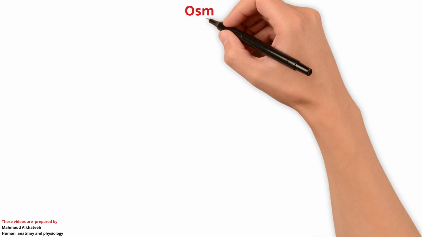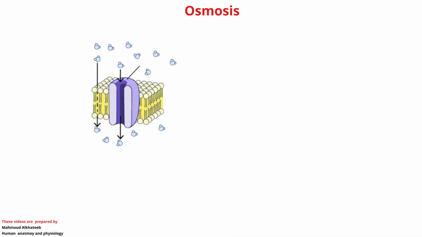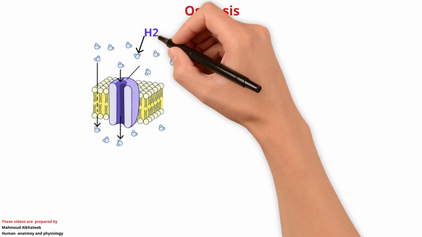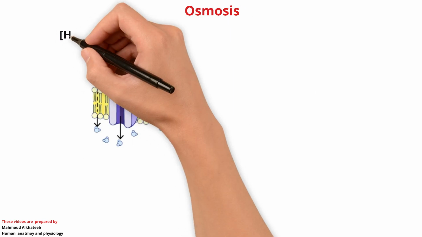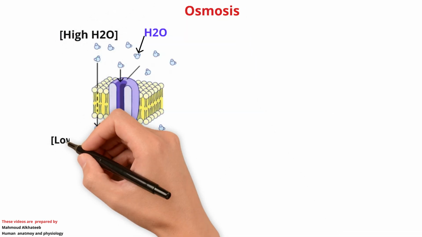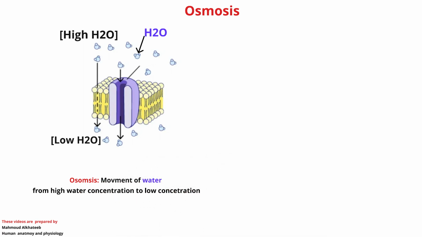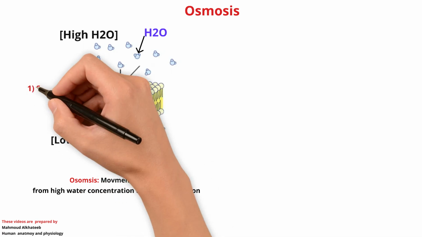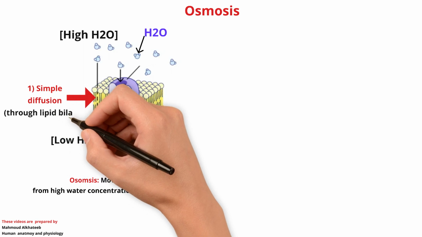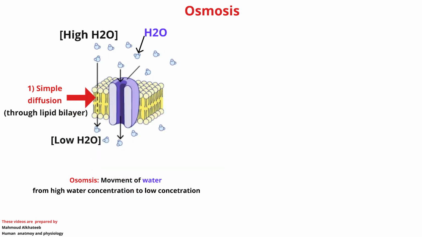The last type of passive transport is osmosis. Osmosis is the movement of water molecules across a semi-permeable membrane from an area of higher water content to an area of lower water content. As shown in this image, osmosis can occur freely and directly through the lipid bilayer by simple diffusion following its concentration gradient. However, this process is generally slow due to the water's relatively small size and polarity.